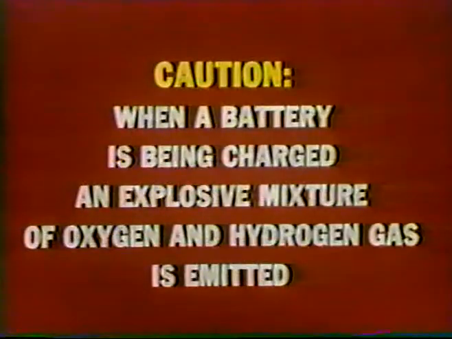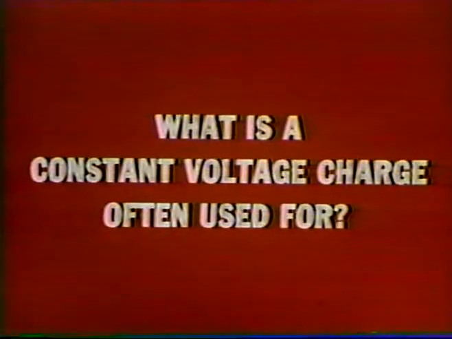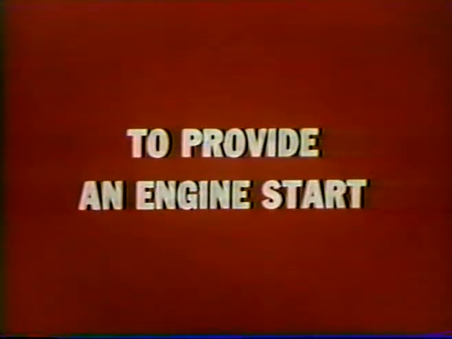A fast charge cannot return a battery to a fully charged condition, so it is often used only to charge the battery enough for it to start the engine. Then the aircraft generator will complete the charge. Caution: when a battery is being charged, a highly explosive mixture of oxygen and hydrogen gas is emitted, so use extreme caution with open flame or when working on electrical connections near a battery. Question: what is a constant voltage charge often used for? To charge the battery sufficiently to start the engine.